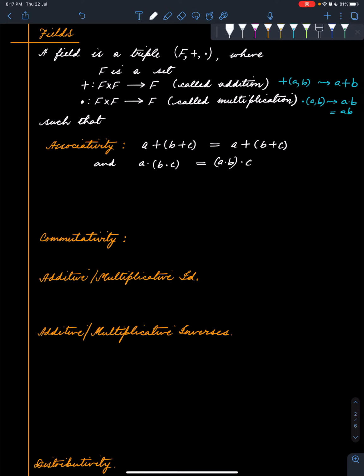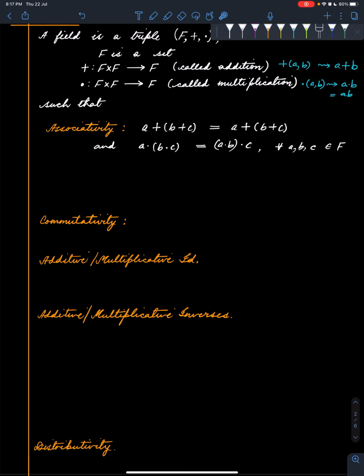And this should be for all a, b, c in F. Okay, so basically the point is that if you add two numbers and then add a third number here, what have I written? Sorry, I made a mistake here. What I wanted to write was this. So the point is that you can add the last two numbers first and then add the resultant to the first number, or you could add the first two numbers first and then add the resultant to the third number, just as we do in usual arithmetic.